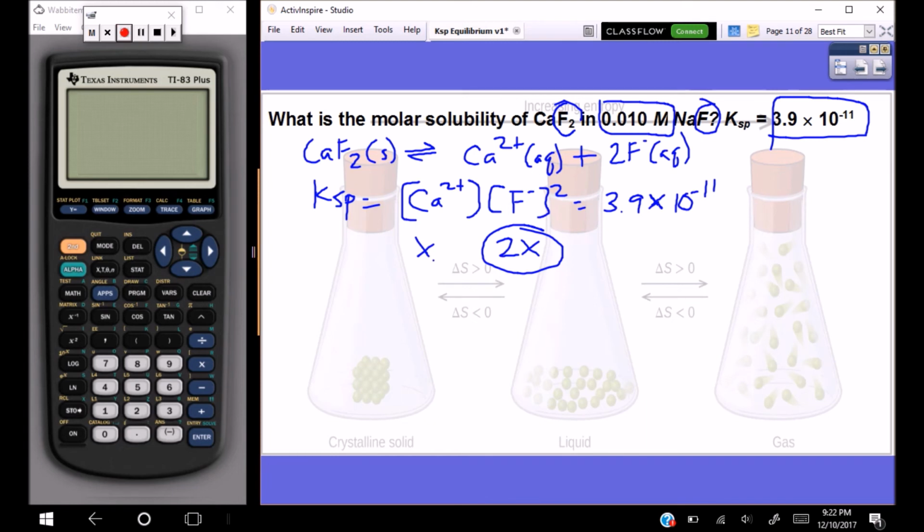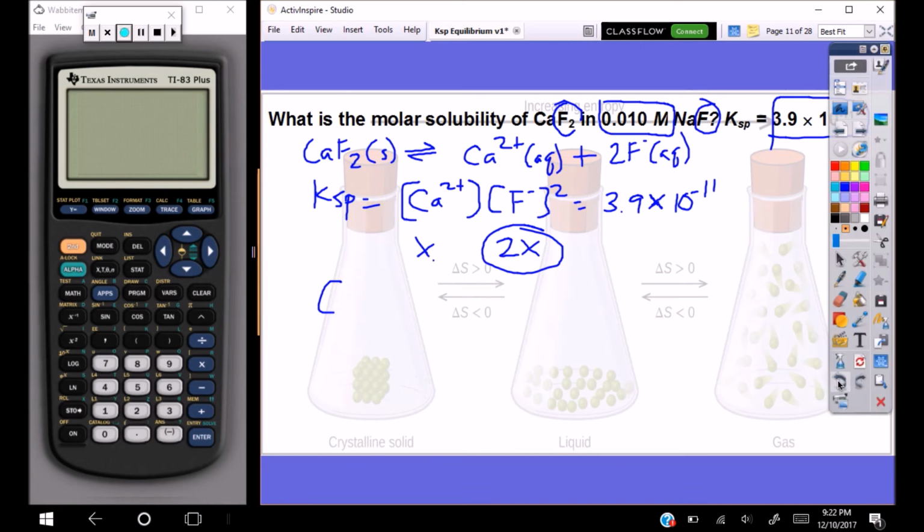And what we can really do is plug in the concentration we are given for F. So 0.010 molar F minus, and that is equal to 3.9 times 10 to the negative 11th. Okay? Now remember, it's 0.01.